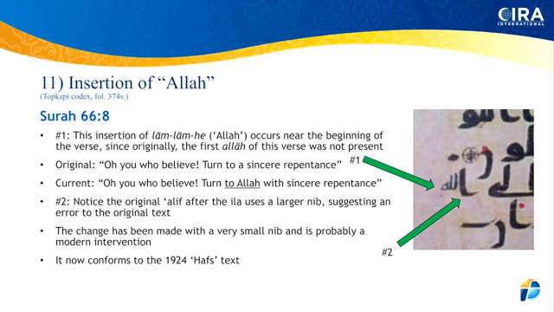So now originally it says, "O you who believe, turn to a sincere repentance." Allah is not there. That's right. Like the other ones we saw, the number 2 corrections, where we did 9 of these, where Allah has been added in. It now reads, "O you who believe, turn to Allah with sincere repentance." Now look at arrow number 2. Notice that the original aleph it's pointing to, after the ilah, uses a larger nib, suggesting an error to the original text. The change has been made with a very small nib and is probably a modern intervention. It now conforms to the 1924 Hafs text.